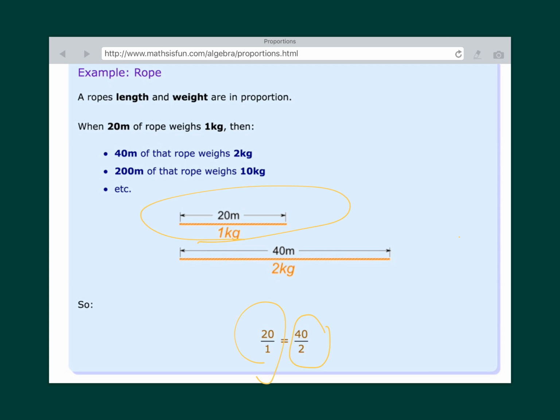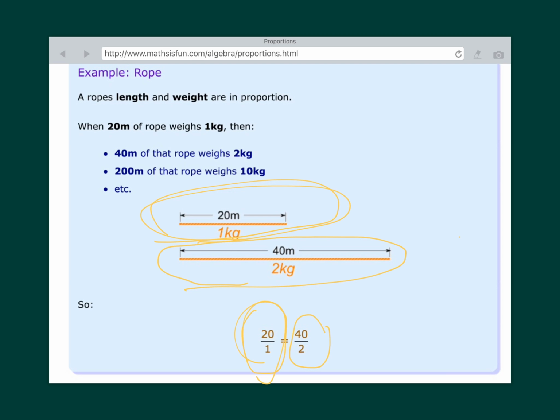All right, so let's look at the information here. We're comparing length and weight versus in the last problem where we were comparing the same object. So we're comparing the number of yellow to the total number of the same object. Here we have 20 meters to 1 kilogram in the first fraction. And in the second fraction, we're comparing the length of the second piece, 40 meters to 2 kilograms. So are these two lengths proportional to each other? We need to decide that.